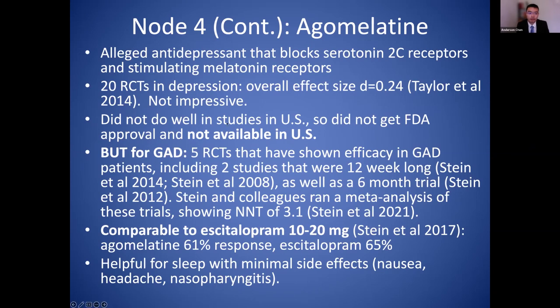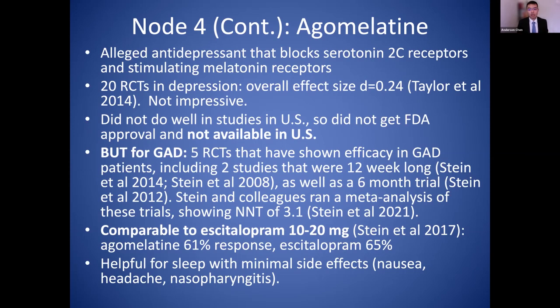Thank you. So the next medication we would talk about is agomelatine. It is an alleged antidepressant that blocks serotonin 2C receptors and stimulates melatonin receptors. There are 20 RCTs in depression with an overall effect size of 0.24. It wasn't that impressive. It did not do well in studies in the States, so it didn't get FDA approval, and it's not available here.